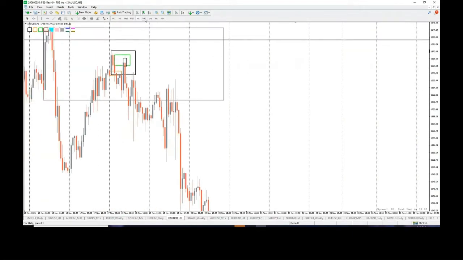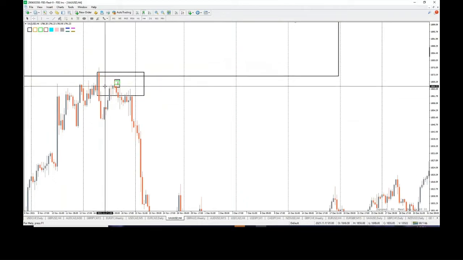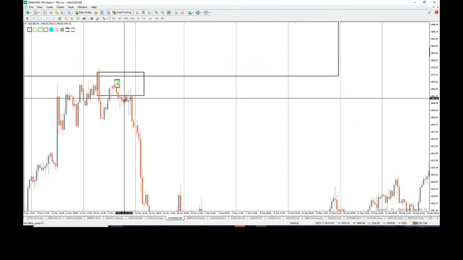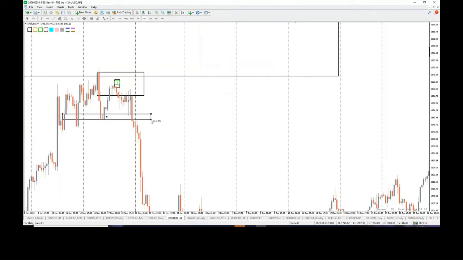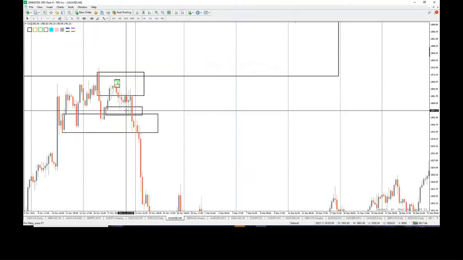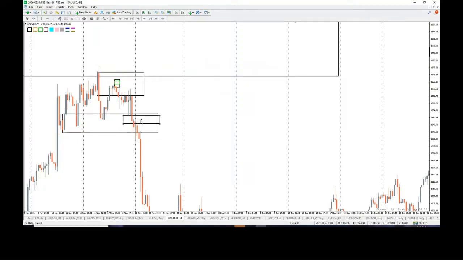Okay, so this is H4 setup, right? From H4 zone, so we can TP on H4 buy zone, right? Which is here, right? Am I right? Okay. So from there, this is your first TP, and then this is your second TP. You can understand now.